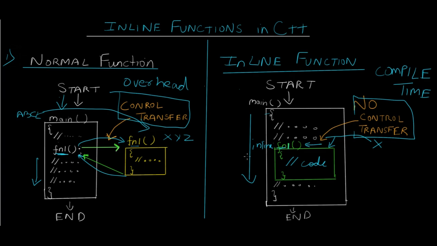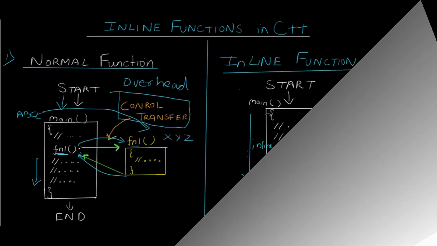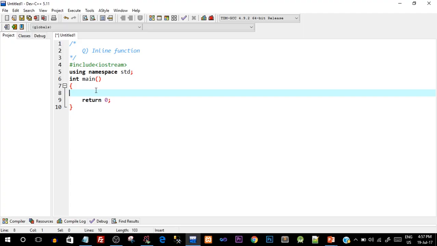Now we'll try to see a program which has an inline function. Okay, so I've opened my Dev C++ IDE and I've already written the #include <iostream.h> and all the necessary statements which are needed. So we have the int main function you can see over here. Quickly open up your IDE and type out these lines of code, and I would recommend that you type along with me so that you get good practice.